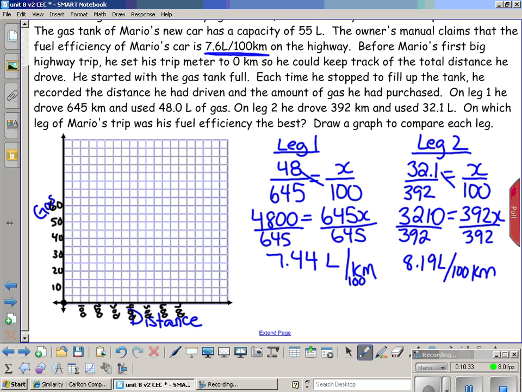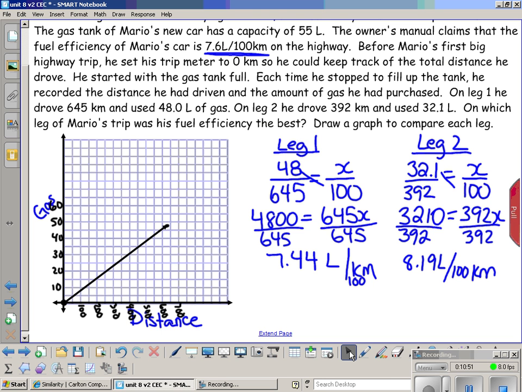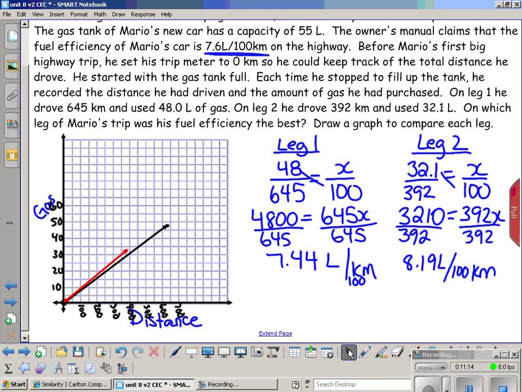So we put a point right around here. And then we would join those points. So there was his first leg. Second leg of the trip, he starts again. Distance is 0, hasn't used any gas. We go 392 kilometers, and we use 32.1 liters. Join those points, and we have drawn our graph.